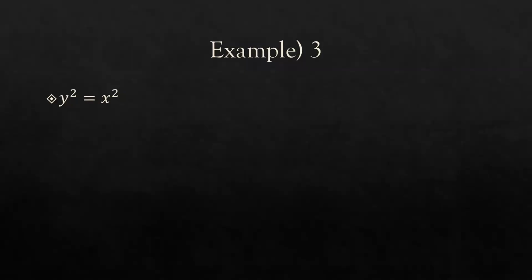Okay, hello. So this is going to be the last example for second implicit differentiation. Okay, so we have y squared equals x squared. So let's take the second implicit differentiation. So first we've got to find the first implicit differentiation.